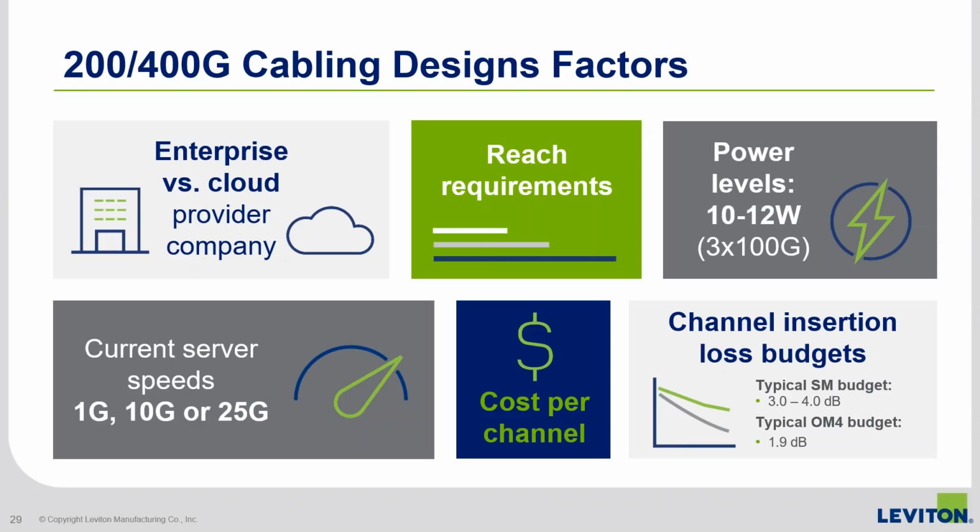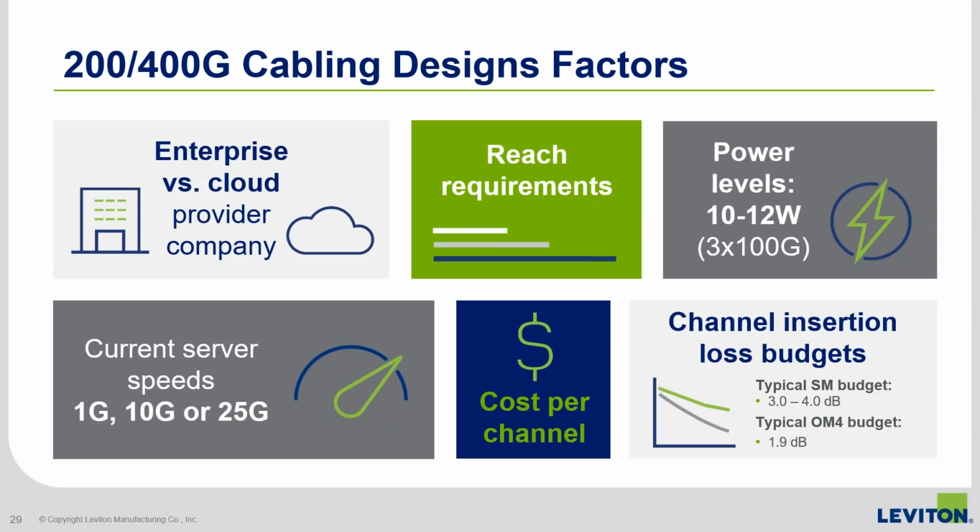Power. So power is going to be a factor. The 400 gig optics are in the 10 to 12 watt range. So that's about 3x of 100 gig. What are their current speeds, server speeds? Obviously a factor. Cost per channel, like I talked about before on the 100 gig side, what does that look like? And then also the channel insertion loss budgets, single mode, multi-mode.